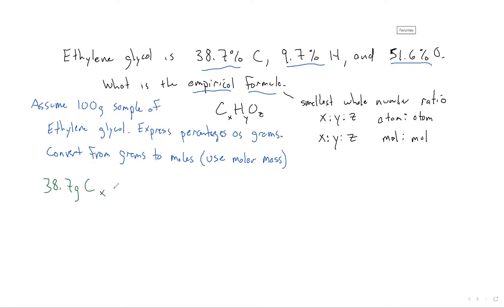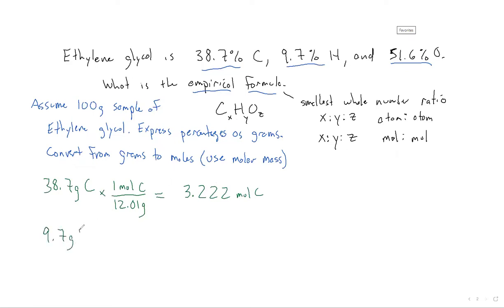The periodic table tells me that 1 mole of carbon weighs 12.01 grams. You guys with me? 12.01 grams. Cool. All right, so get your calculator out. 38.7 divided by 12.01 equals, I get 3.222 moles of carbon.